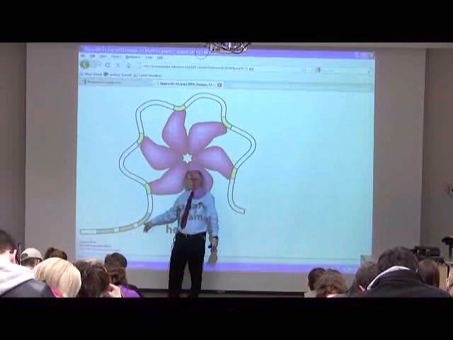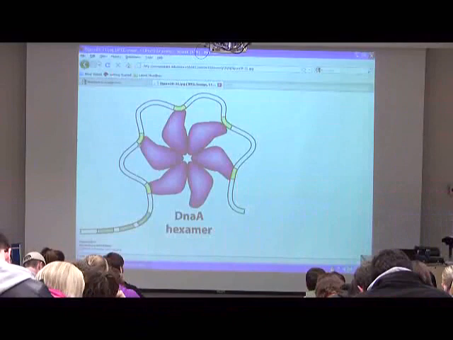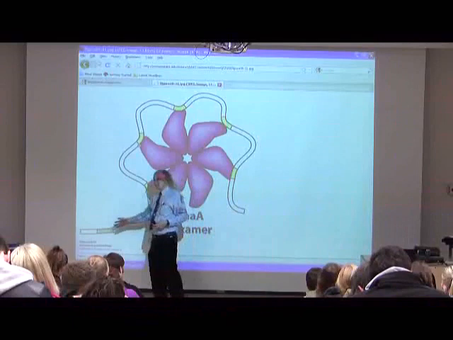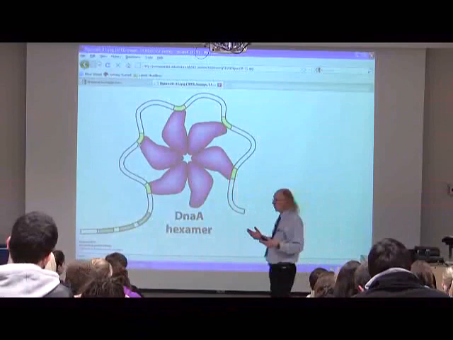So this process allows an opening to occur for DnaB, the helicase, to come in, do a little unwinding, and allow the assembly of that replication complex so the replication can start. That replication complex, of course, will include the primase and all the other proteins that I talked about last time that are necessary for DNA replication to occur. Okay, makes sense?